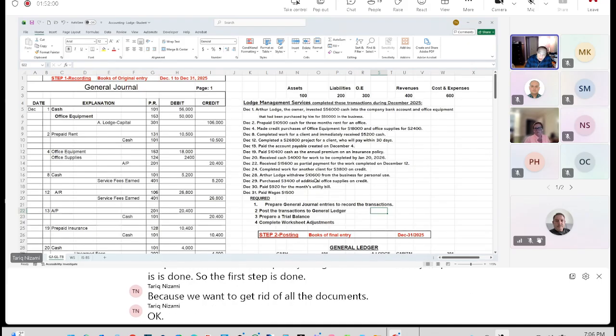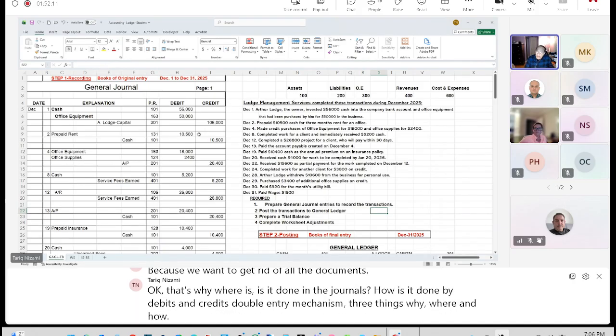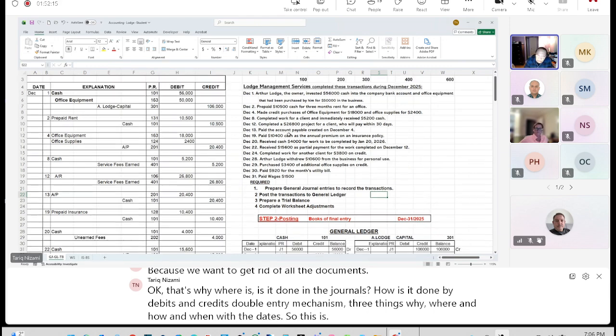Okay, that's why. Where is it done? In the journals. How is it done? By debits and credits, double entry mechanism. Three things: why, where, and how, and when, with the dates. So this is your first step we do.